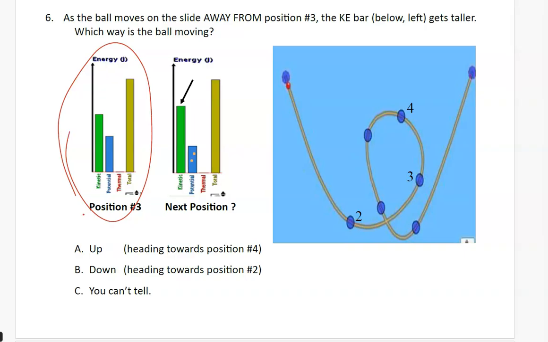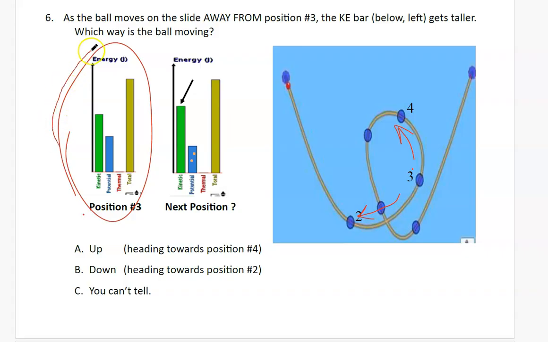Now, notice that the question says the ball is sliding away from position 3. It doesn't say whether it's sliding this way or sliding up this way. It's just moving away from number 3, moving downward or upward. And we have to figure out which way it's going.